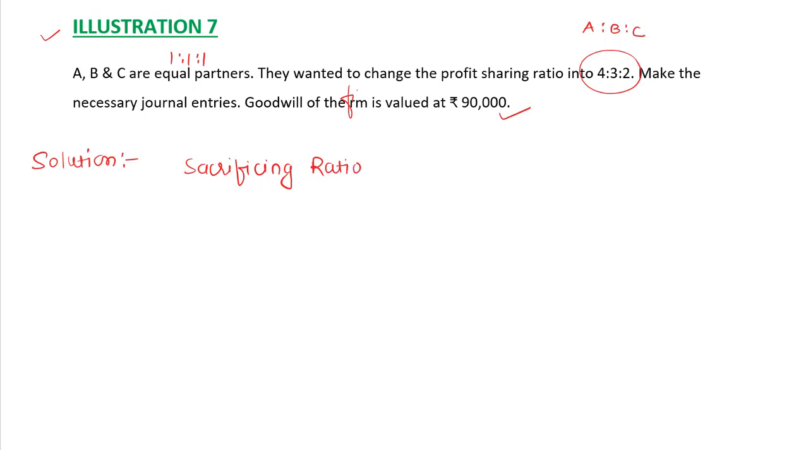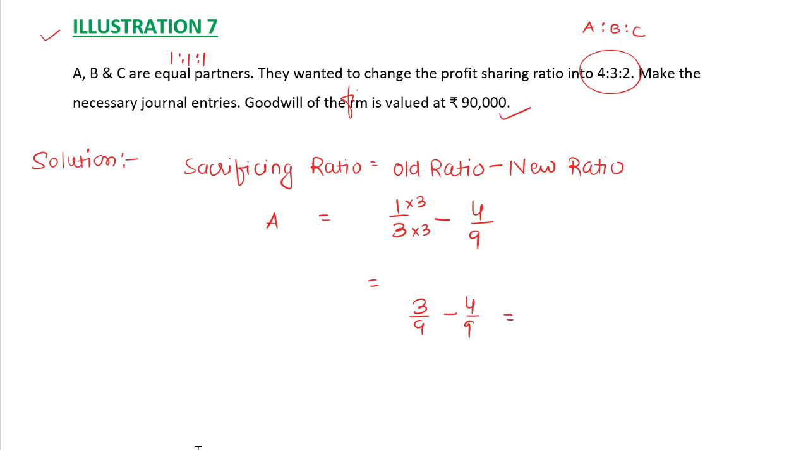Solution. Sacrificing ratio formula is old ratio minus new ratio. In case of A, the old ratio is 1 by 3, the new ratio is 4 by 9. 1 by 3 minus 4 by 9, we'll solve it. We'll make the denominator equal. So 3 by 9 minus 4 by 9 equals 1 by 9, and this is negative. That means this is gain. This is A's gain.